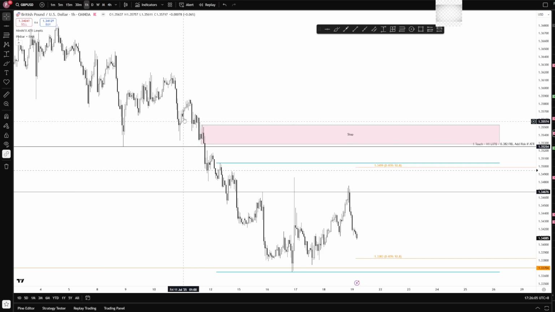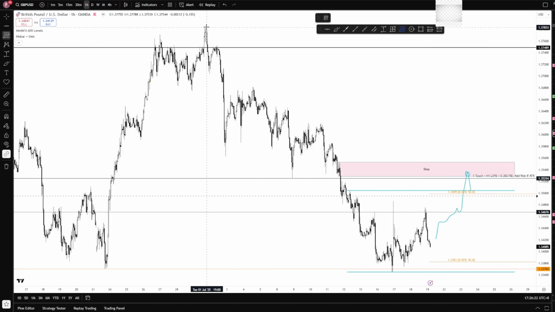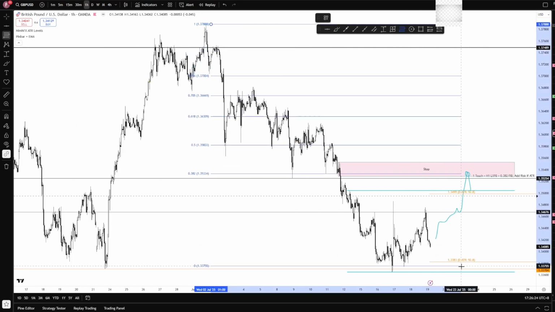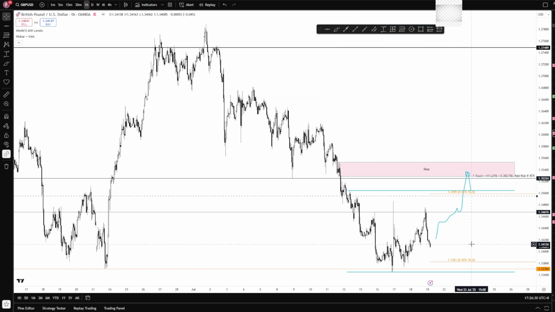bounced and consolidated before breaking down cleanly. There was no retest on the H1, so it's a clean level. I might look for a short position if price comes up, maybe something like this. And this level also aligns with the 0.382 fib, so it's quite a nice level here. Aligns with 0.382 fib. Yep.